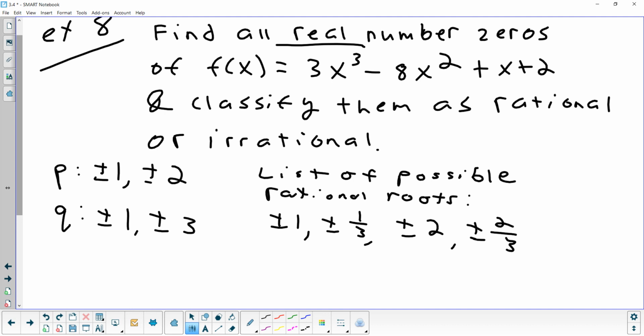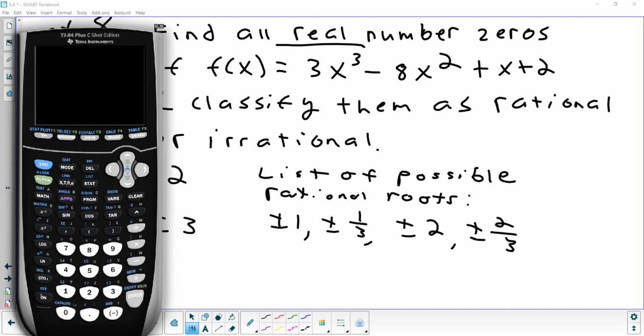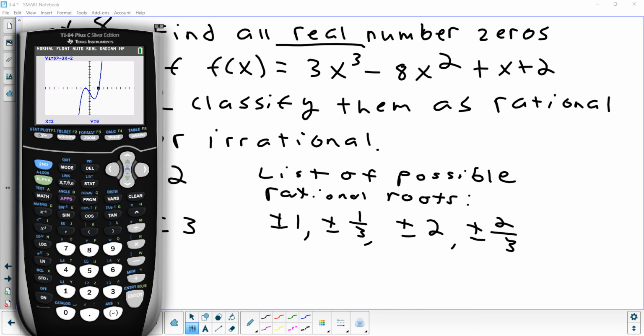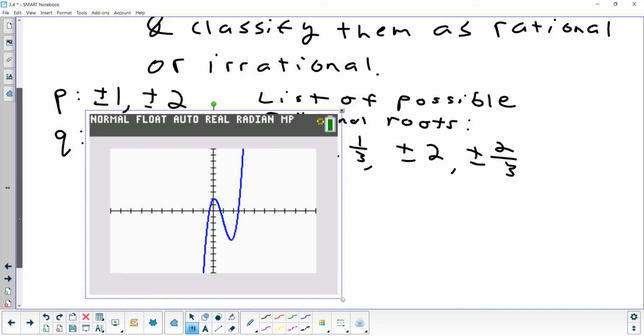Graph it. Yeah. So let's graph it and figure out the remaining candidates that could be an answer. 3x cubed minus 8x squared plus x plus 2. So, out of the numbers in our list, which ones look like they could be a root?